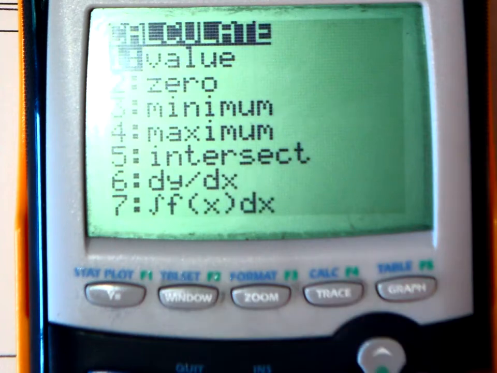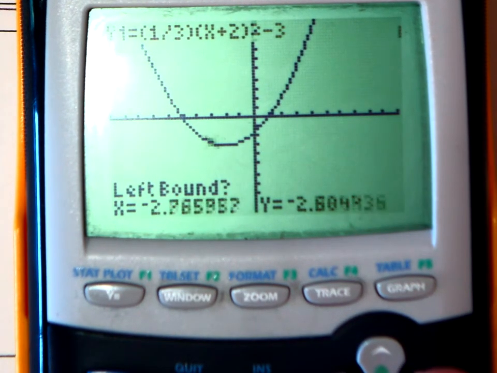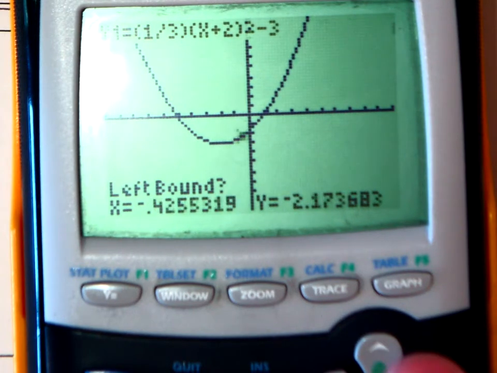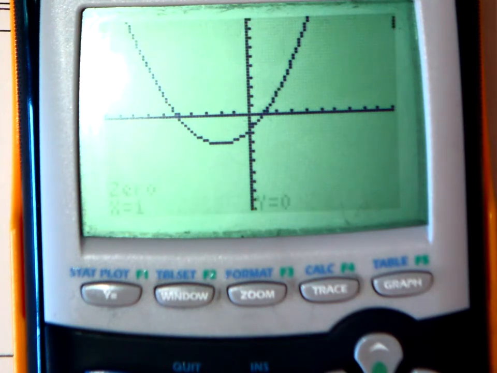Repeat those steps. Second trace. Go down to 0. And I'm going to move my blinking cursor just to the left of this other 0. And I'll do the same thing to the right. Press enter. And I have my other 0, which is 1. On the test, you're going to have some irrational decimals. So this method will be necessary to find the zeros.